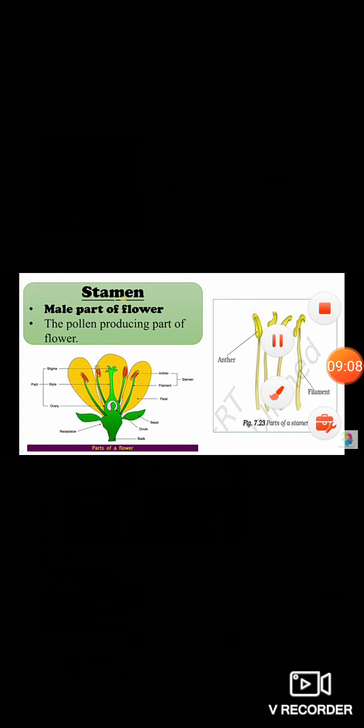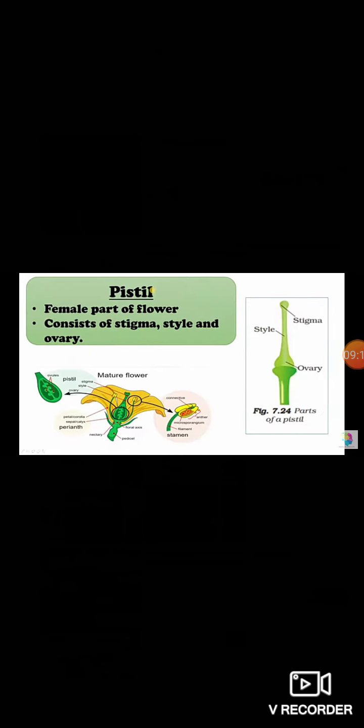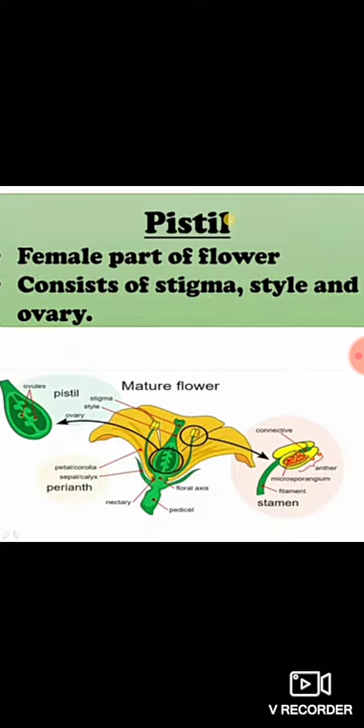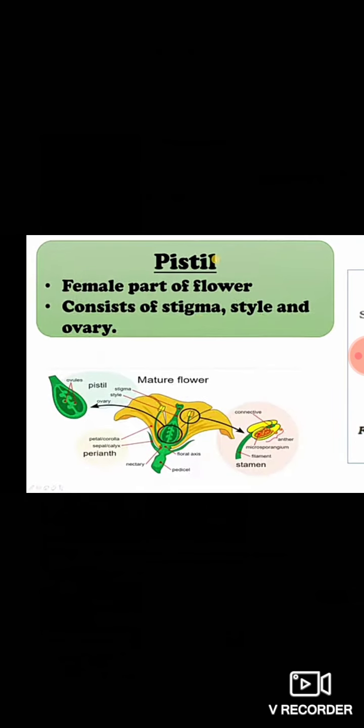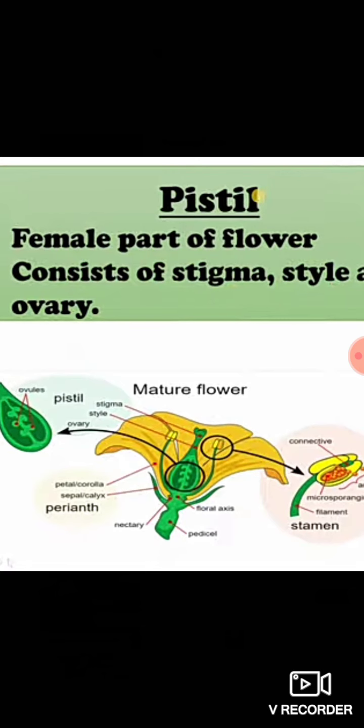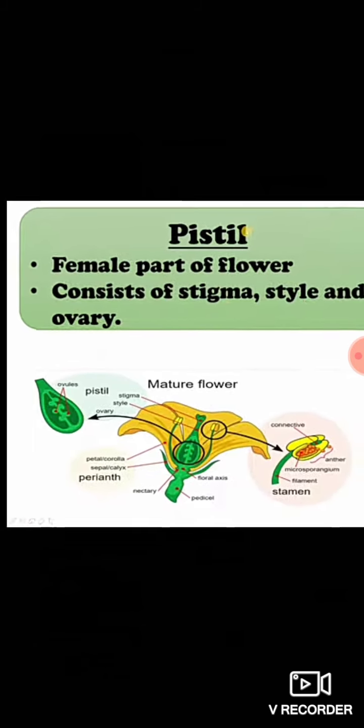Now let's talk about pistil. Pistil is the female part of the flower. It consists of stigma, style and ovary. So this is pistil. Okay, look at this picture. These are the petals. These are the sepals over here, right? Now this is the female reproductive part, pistil. This is stigma. This is the style and this is ovary. And these over here are stamens, right? Let's move forward.